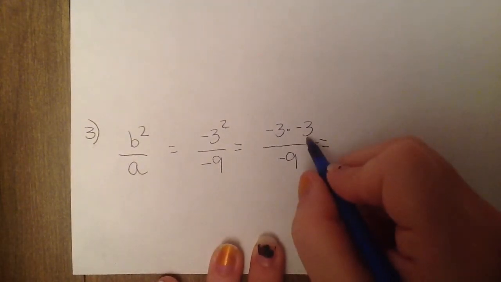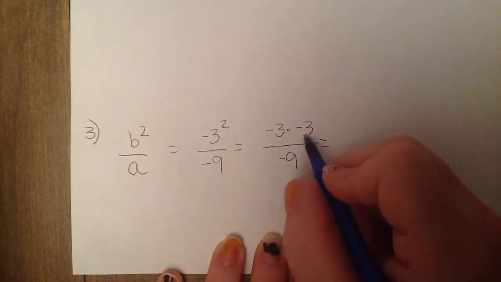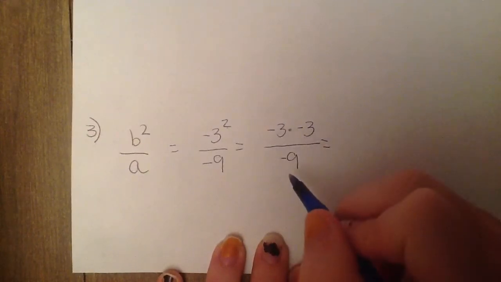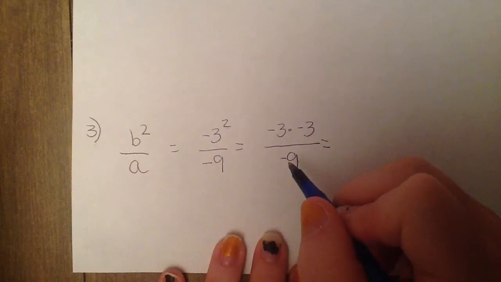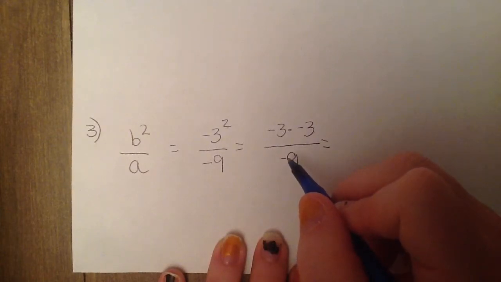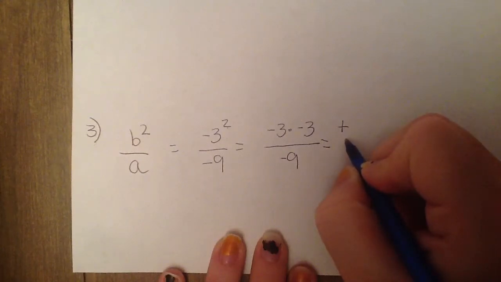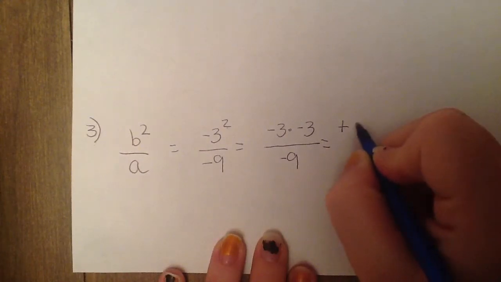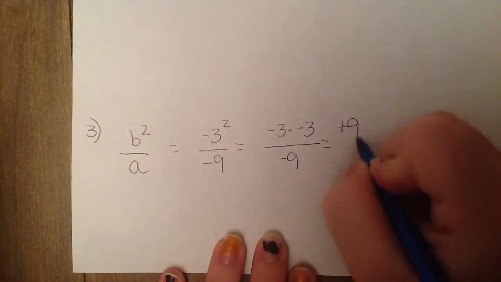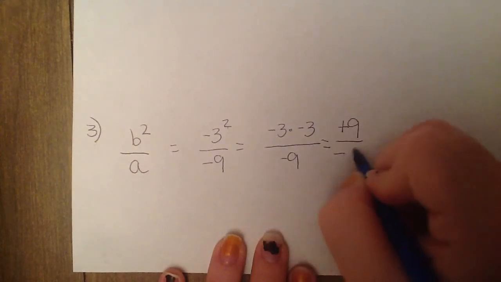We must first figure out what's on top. So let's look at our signs. Do the signs match? Yes, the signs match. That's a good thing or a positive. 3 times 3 is 9, all over, bring over our -9.